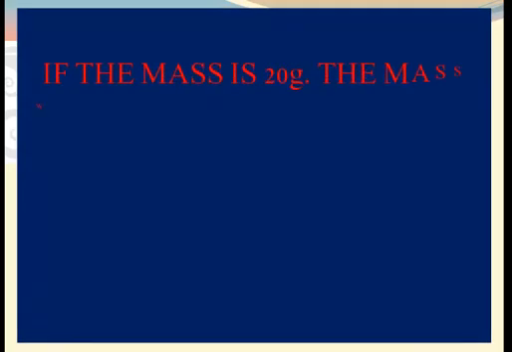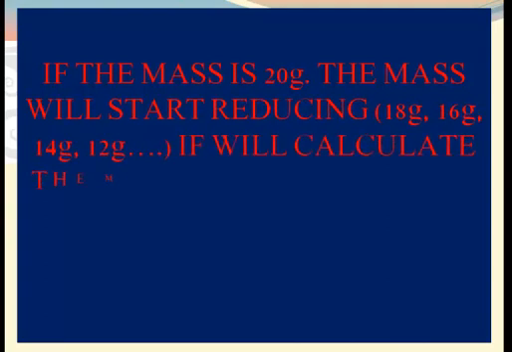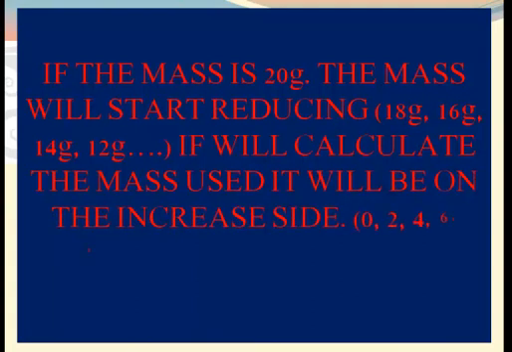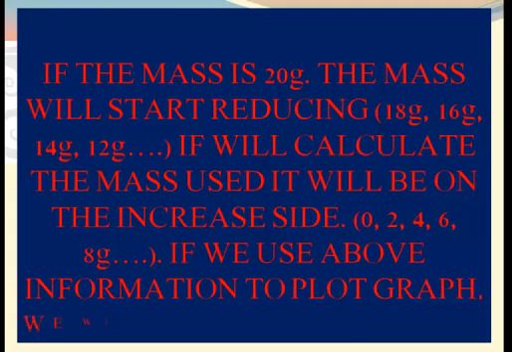if the mass of a substance is 20 and we start the reaction, the mass will be reducing to 18, 16, 14, 12 and so on. If we calculate the mass that is used up, that will be on the increase side. It will start from 0 to 2, 4, 6, 8, and it will continue. So if we use the above data to plot a graph, we are going to have two types of graph.